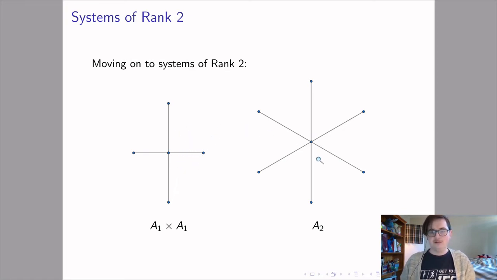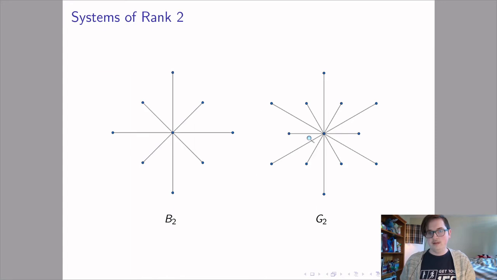Okay, then we move on to our A2 case, where we can see there's 6 sections here. So this is going to be our pi over 3, the one that corresponds to our pi over 3 case, and these are all going to be of equal length. Okay, and then we have the next one, B2, which is going to be our pi over 4 case.